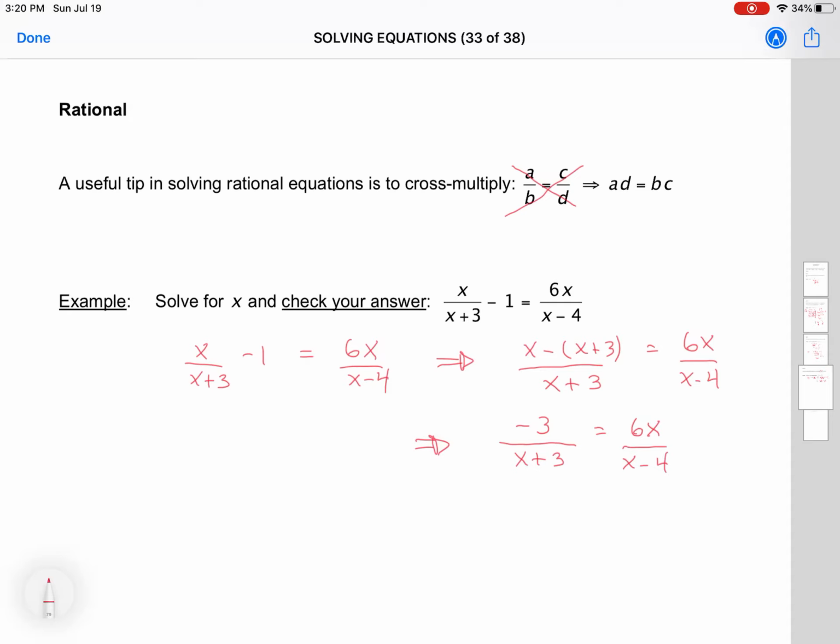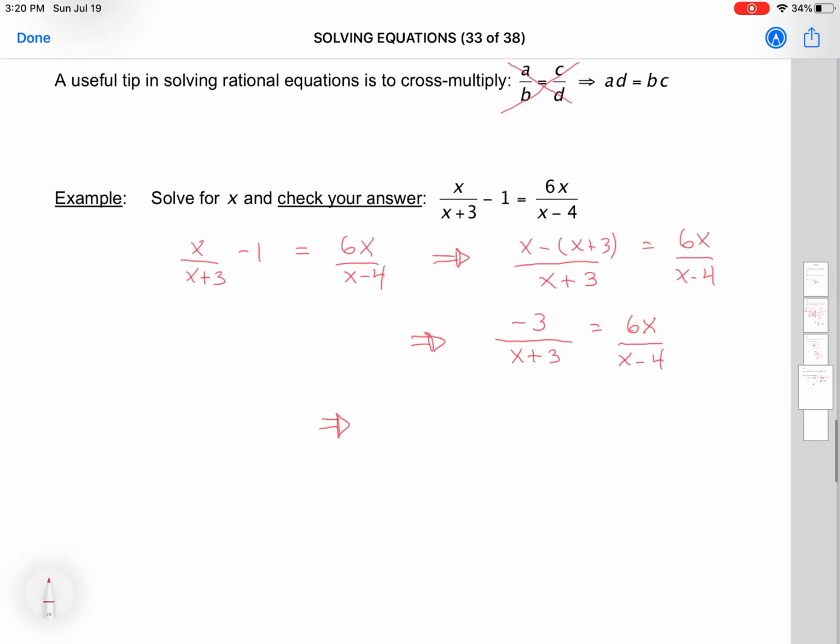And now I'm in a good position of A over B is equal to C over D. I'm going to cross multiply and find myself with negative 3 times x minus 4 equal to 6x times x plus 3. What is this? This is minus 3x plus 12 equal to 6x squared plus 18x. Oh, x squared, a quadratic.